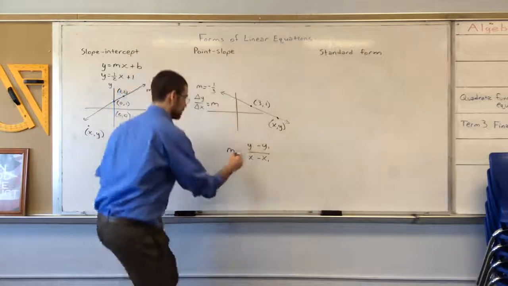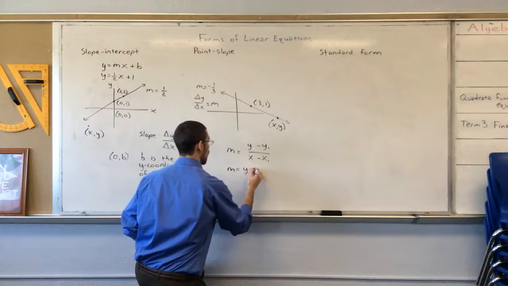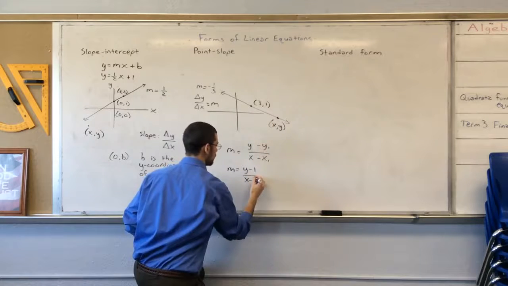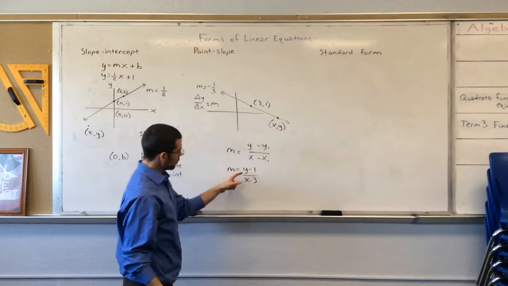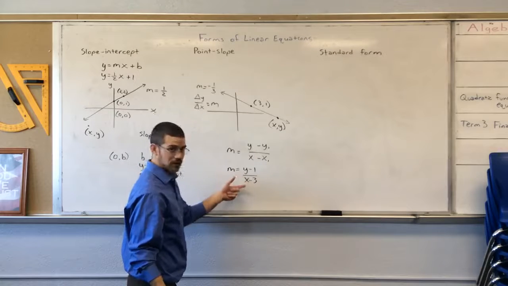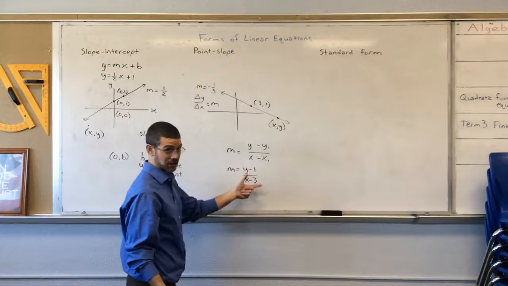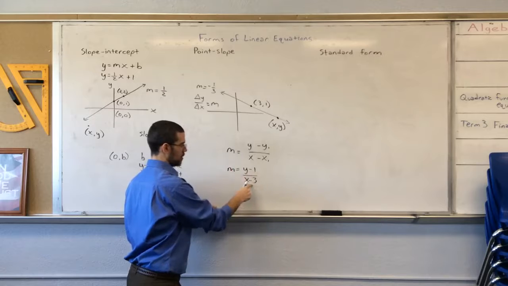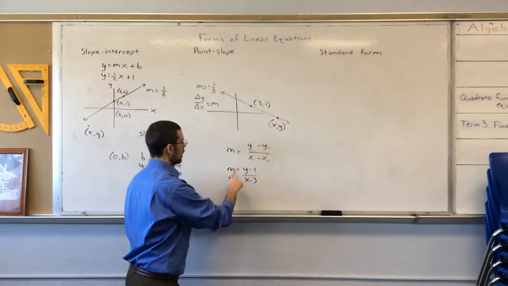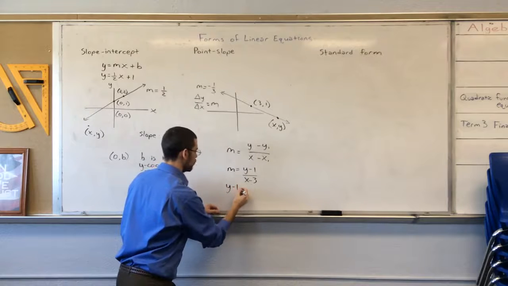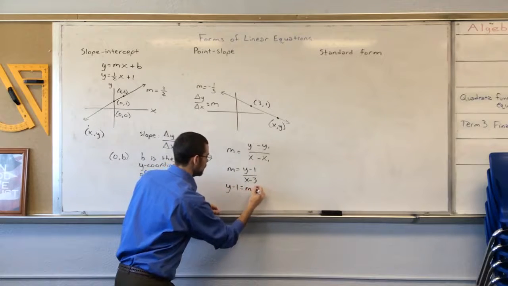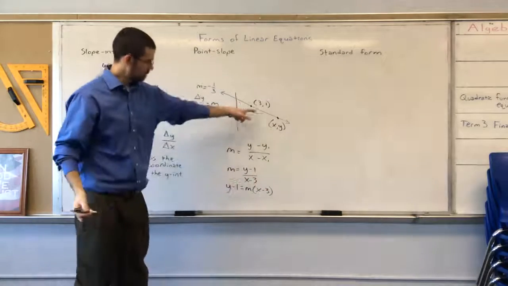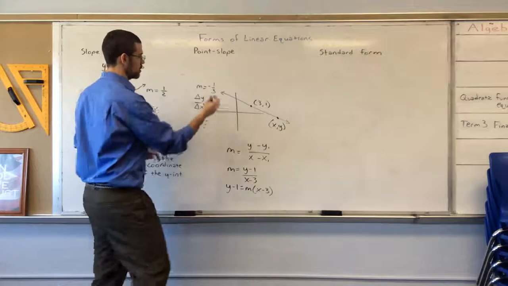So I could rewrite this equation. M equals y minus 1 over x minus 3. And then I could rearrange this so I don't have a fraction anymore by multiplying, right? So if I multiply both sides of the equation by this denominator, it will cancel, and I will get y minus 1 equals m times x minus 3. That's the equation for this line. This particular line has this equation.